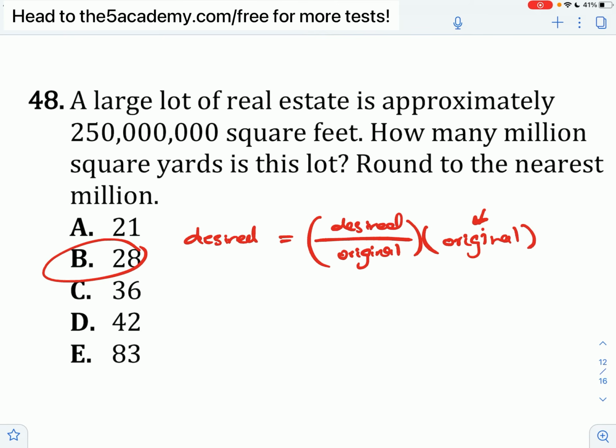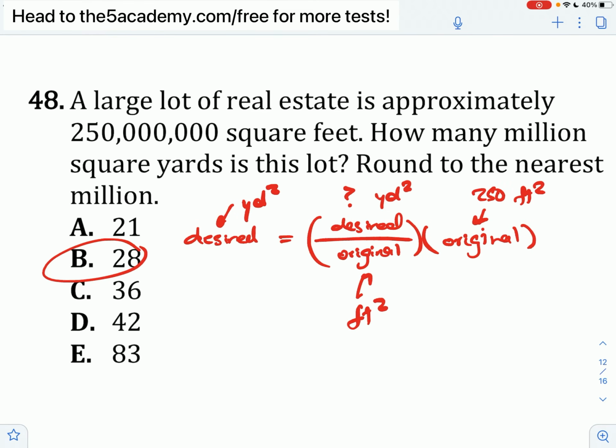So in this case, this is 250. I'll just call it 250 feet squared. We're just going to forget the million, whatever. The desired unit is some unknown number, yards squared. This is also yards squared. We need to calculate that number, and this is going to be feet squared, okay?